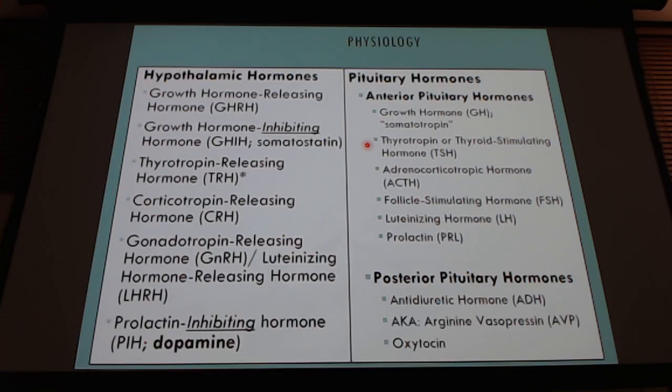So you have your growth hormone releasing hormone, your growth hormone inhibiting hormone, and I try to remember this by, like, when you're inhibiting something, you're stopping it, so statin, like it's stopping it, and you'll see in the brand name, you see somatostatin. Your thyrotropin releasing hormone, corticotropin releasing hormone, gonadotropin releasing hormone, which you'll sometimes see, and when we go over the slides, you'll see it with the luteinizing hormone releasing hormone.